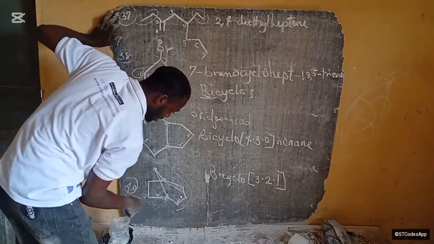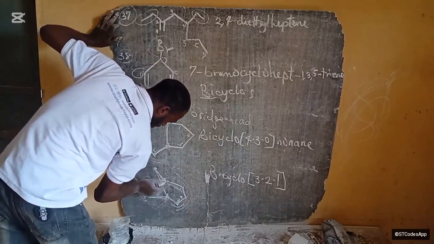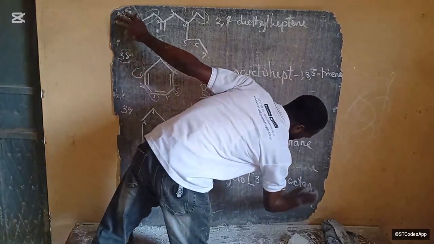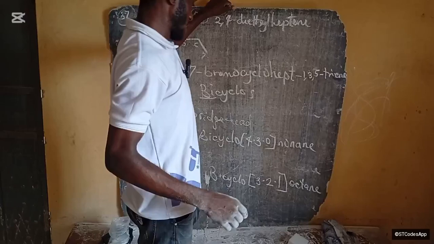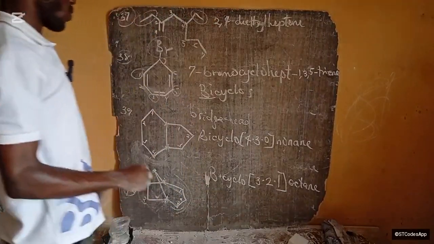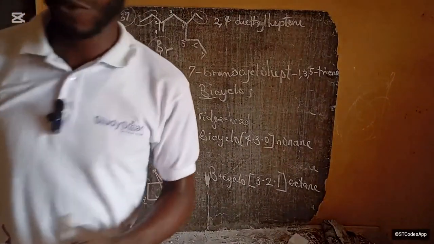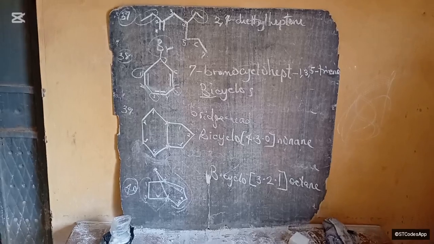Then how many carbons are we in total? 3 plus 2, 5 plus 1, 6, 7, 8. That will be octane. So bicyclo[3.2.1]octane. Now let's do some that have to do with substitution, where the carbons are substituted.